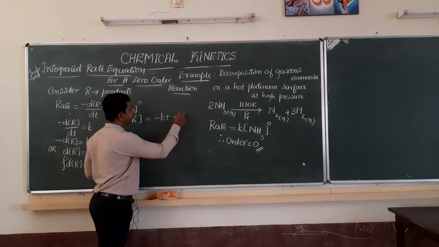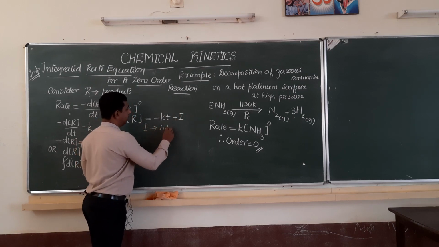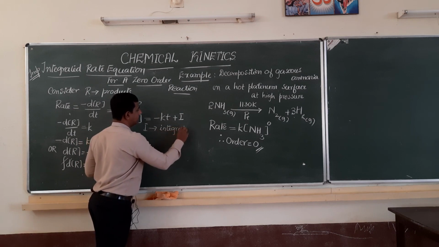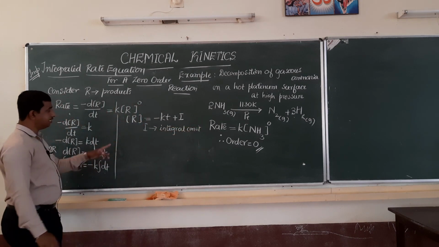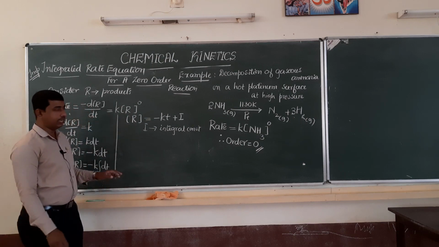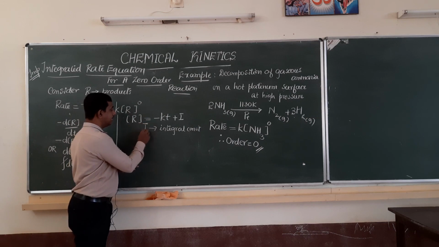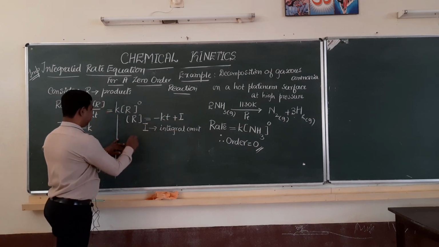I, where I is called the integral constant. So R equals minus Kt plus I, where I is the integral constant. Let us find the value of I.